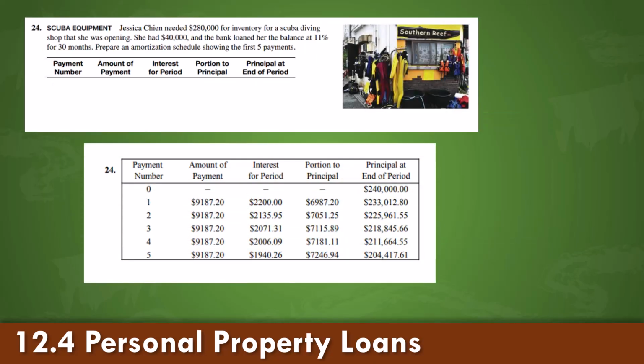This is another example of an amortization table using this example with a value of $280,000 for inventory of scuba diving equipment. Please note that she had $40,000 already applied. So the principal at the end of the period is $240,000.